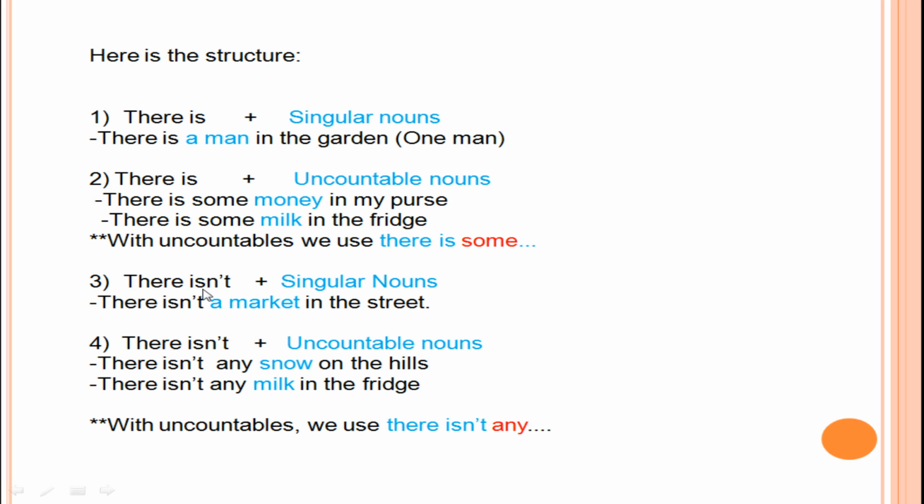We use there isn't with singular nouns. There isn't a market in the street. And we use there isn't with uncountable nouns. There isn't any snow on the hills. There isn't any milk in the fridge. Note that with uncountables we use there isn't any.